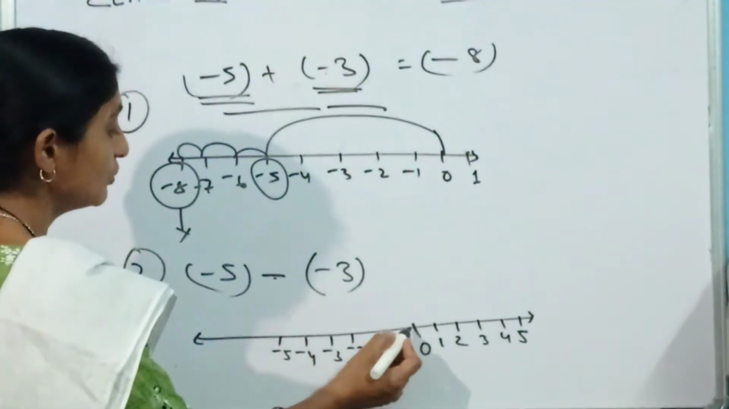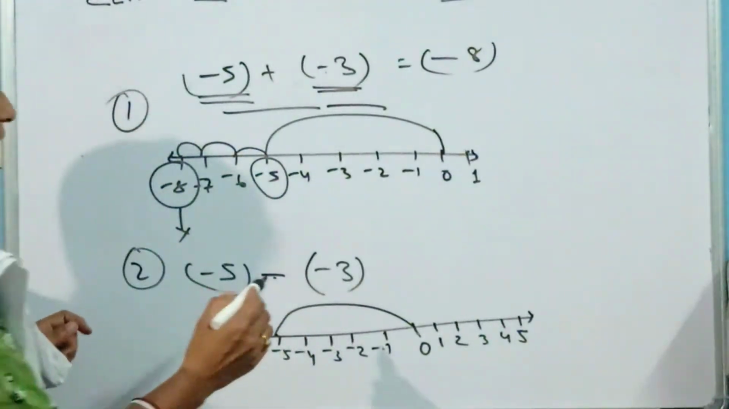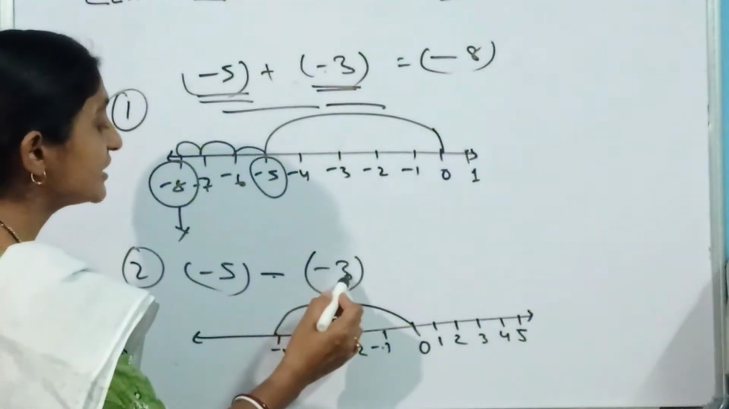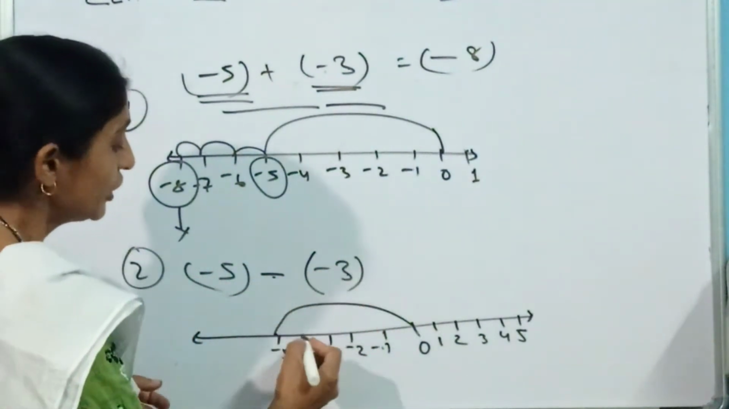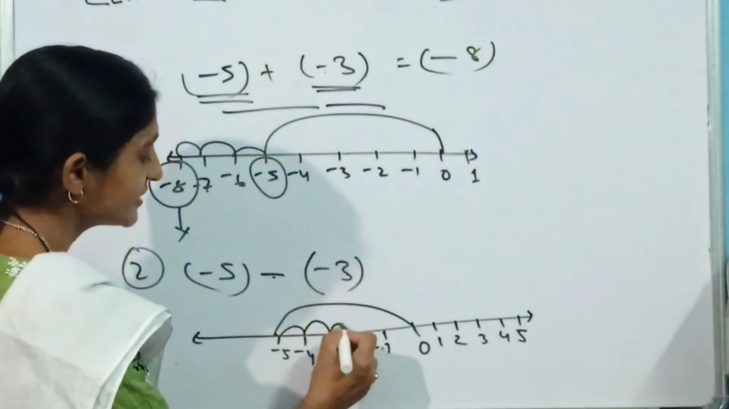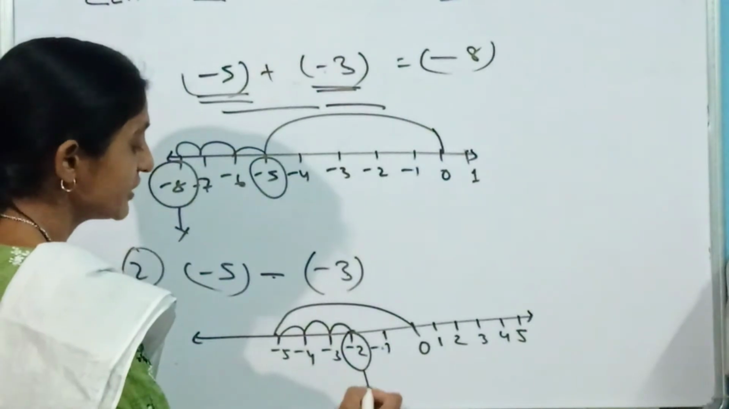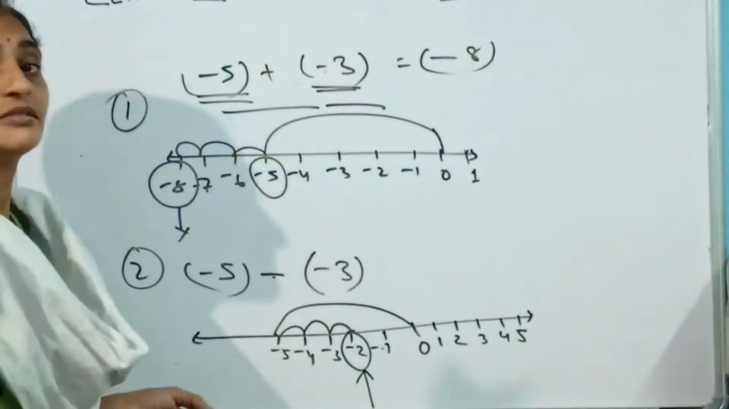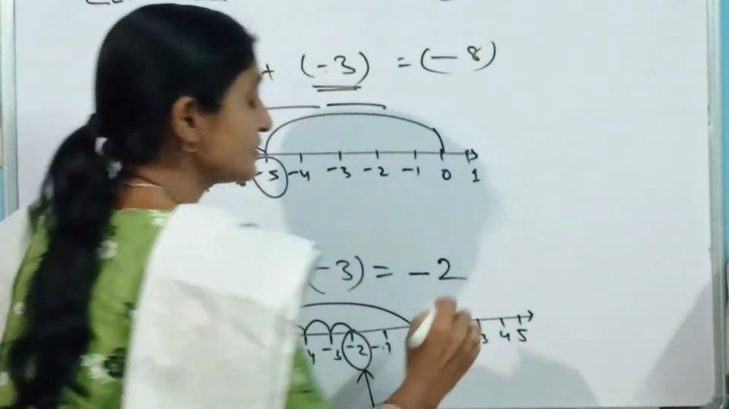So first we will move from 0 to minus 5. Now I have to move towards the minus 3, negative. That means negative of negative. So in this case, what will happen? We will move towards the right hand side. So where you will be at the end, that means your result will be minus 2. So here my answer will be minus 2.